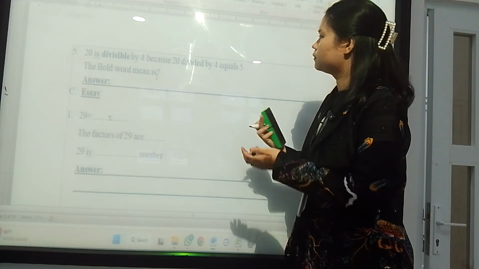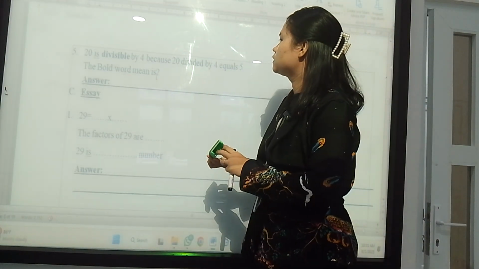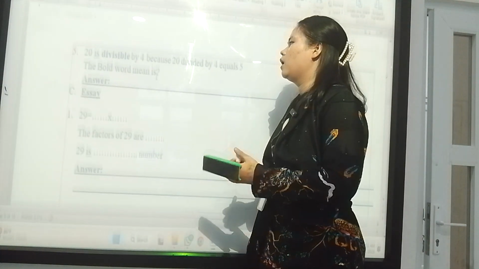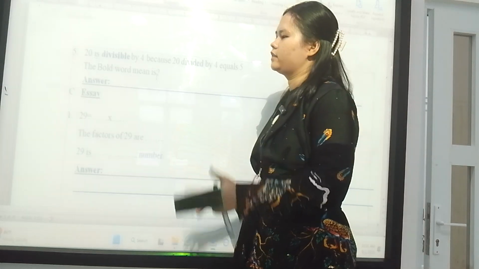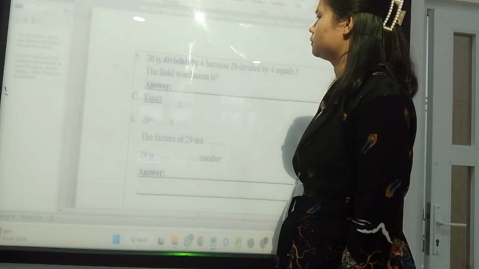This one, question number 5. 20 is divisible. The word "divide" means when you separate or share equally. Okay, let's see.